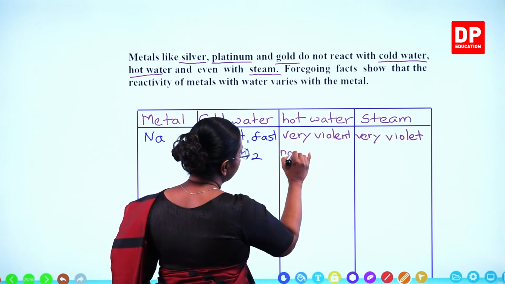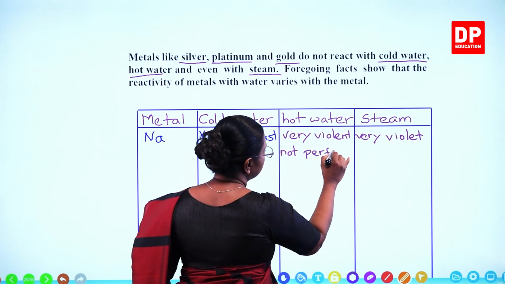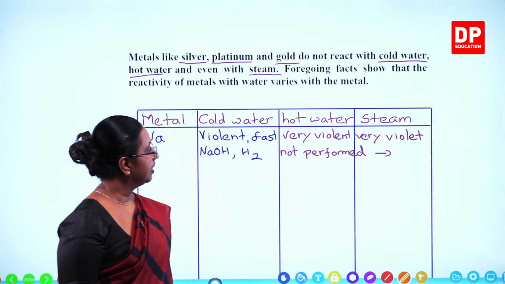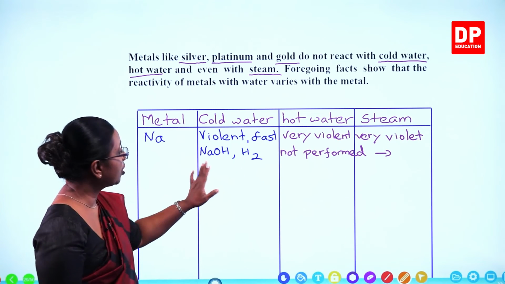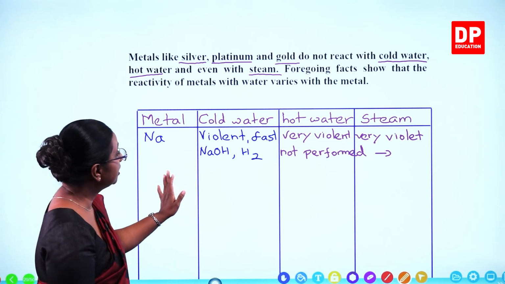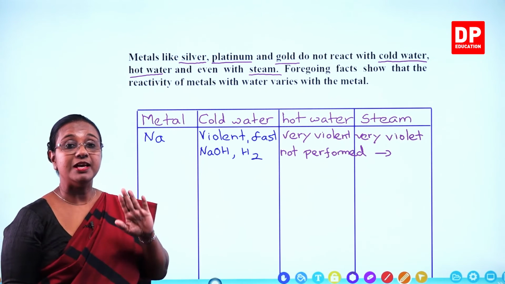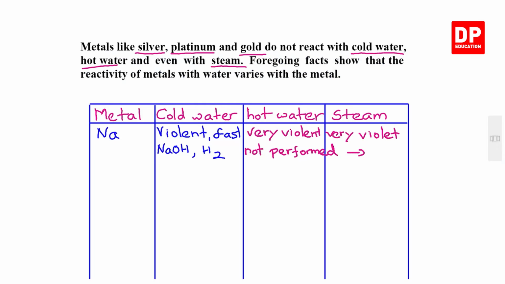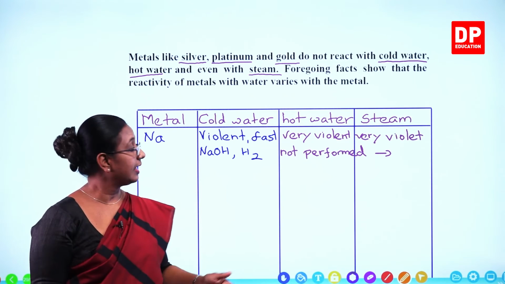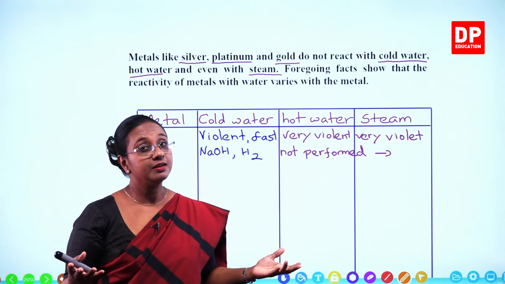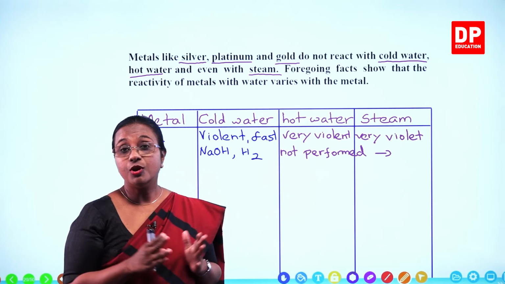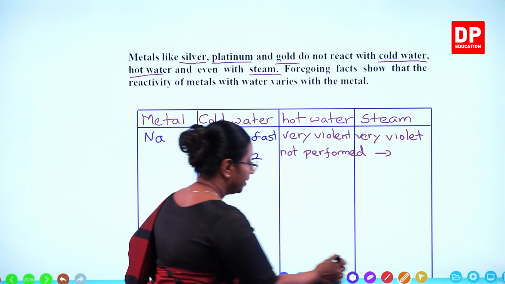But we did not perform these. Not performed. Because we know with cold water itself it was a very violent reaction, with hot water and steam it will be very violent. So because of that we are not sure about the products. Most probably it can be sodium hydroxide and hydrogen gas, or sodium oxide and hydrogen gas. So we do not know the products.